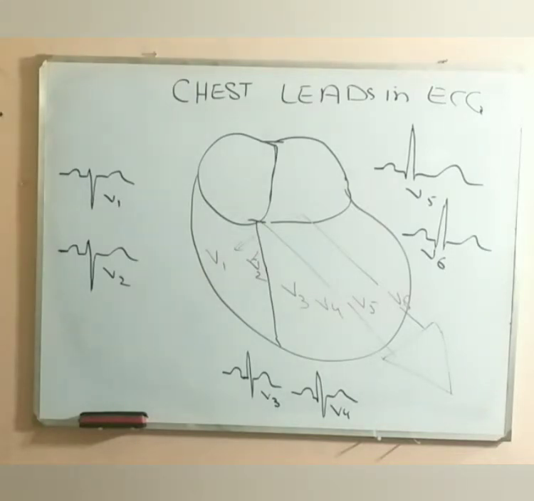Now let's draw. Let's take this diagram of the heart out of the picture, and let's draw these six chest leads all together, so that the concept of normal progression of the R wave is clear.